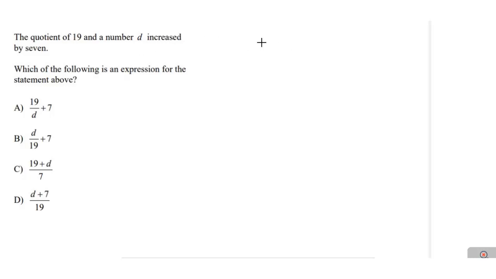So the quotient of 19 and the number D will now be what? So we say quotient will be what? 19 over what? D increased by 7. So the increase in this case will now be what? 19 over D plus what?